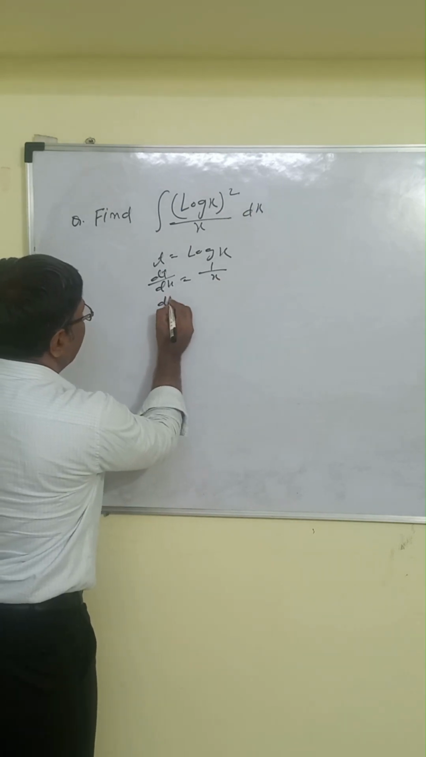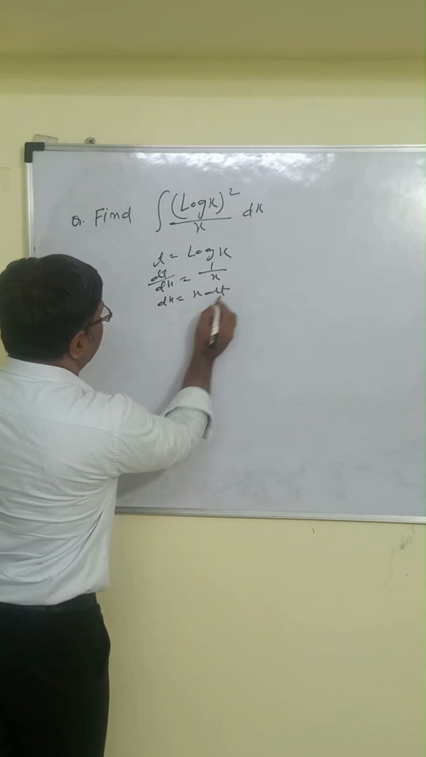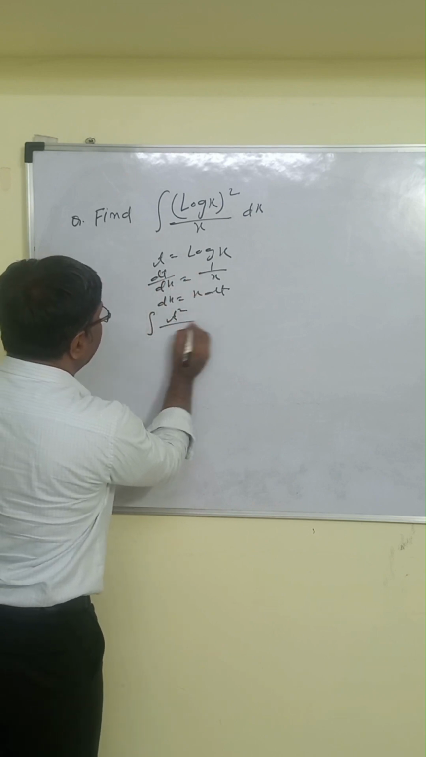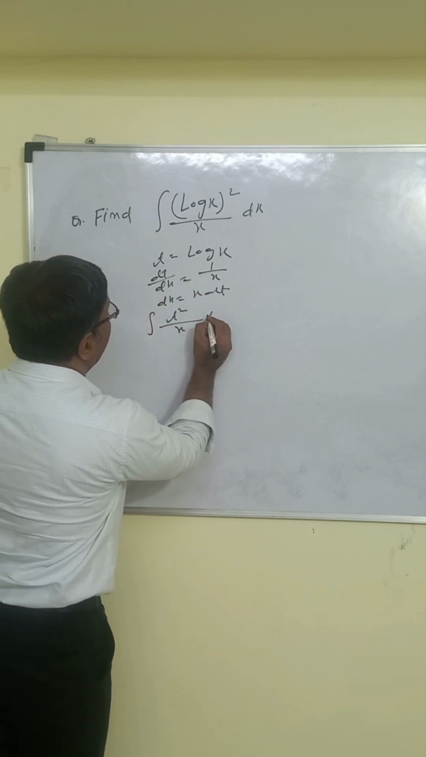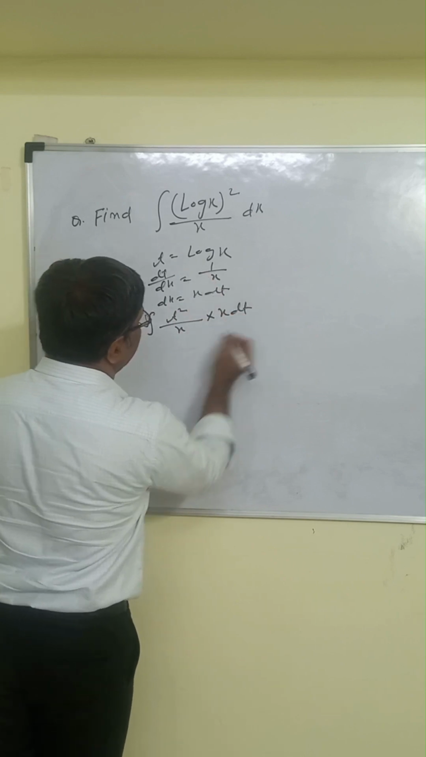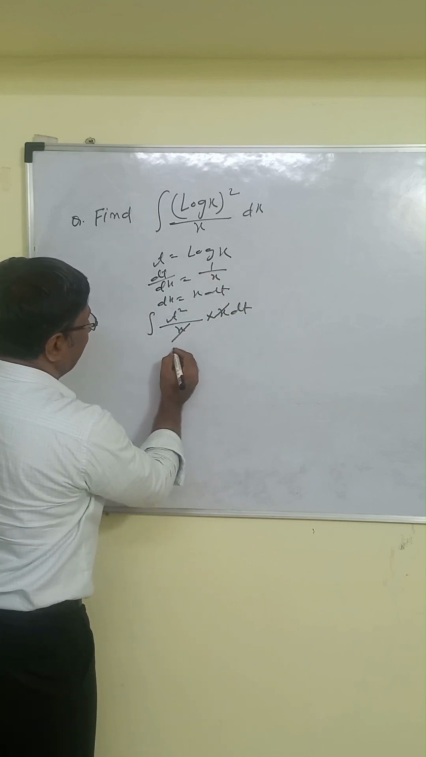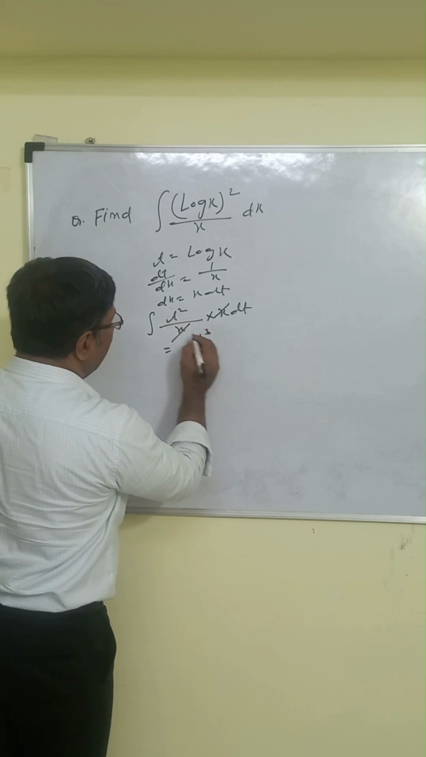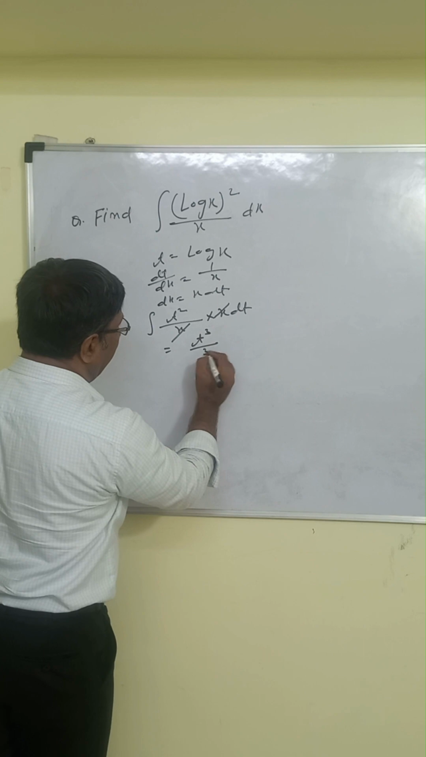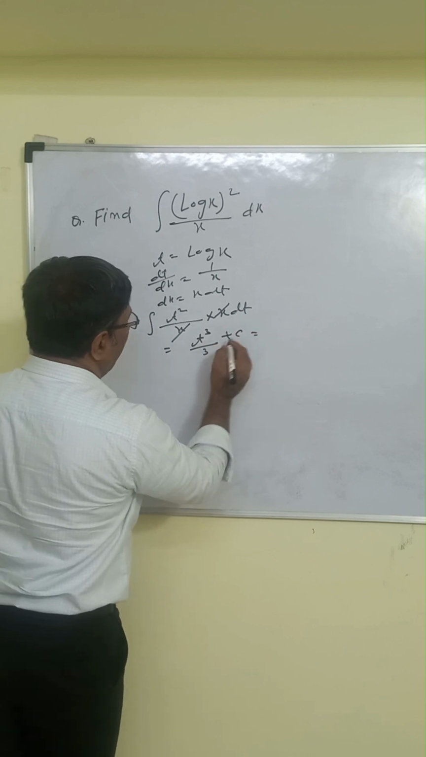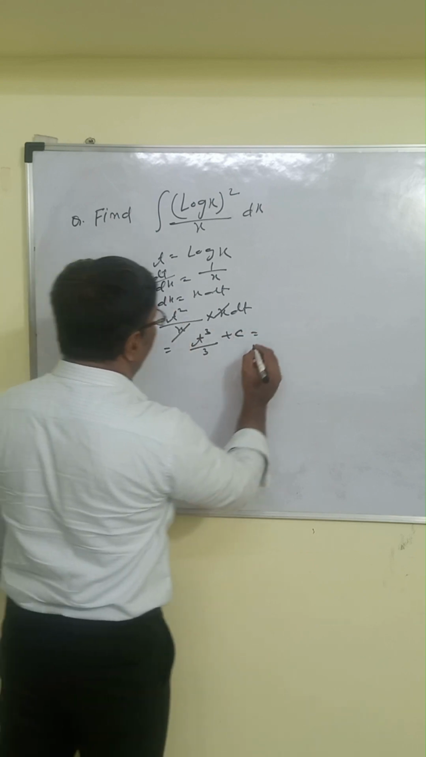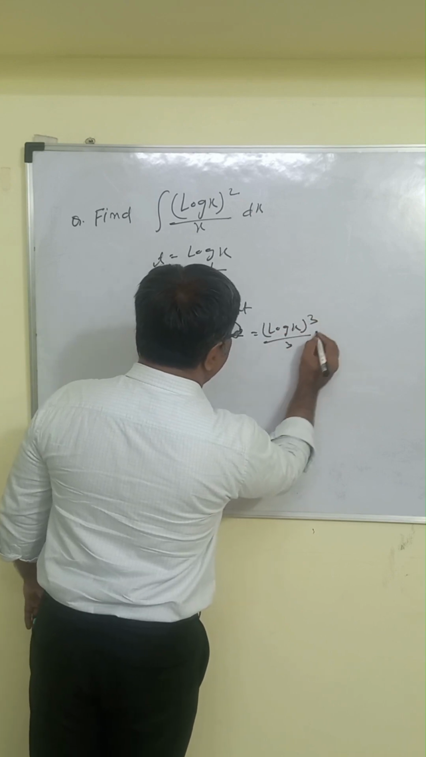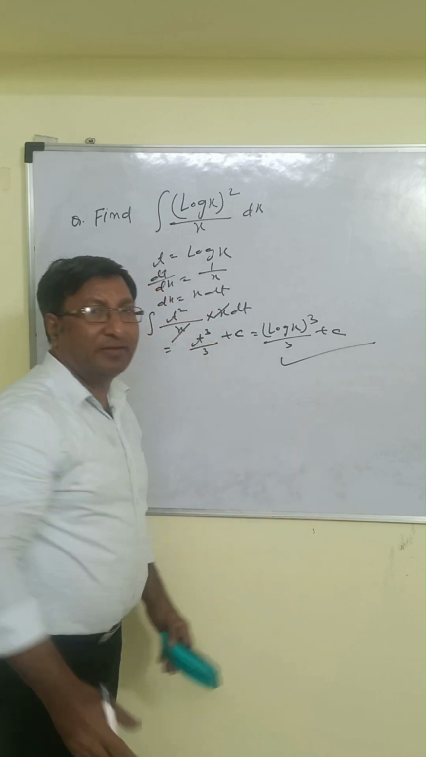So we can write dx equal to x dt. So log x is t, so we can write t squared, and here x, and dx we can write as x dt. So this x and x cancel. Now we know the integration of t squared is t to the power 2 plus 1 by 3, that is t cubed by 3, plus c. So we can put the value of t. t is log x. So we can write log x to the power 3 by 3 plus c. This is our correct answer.